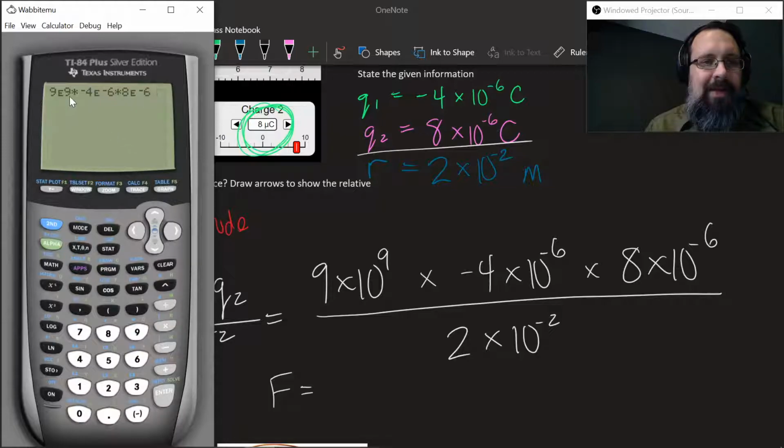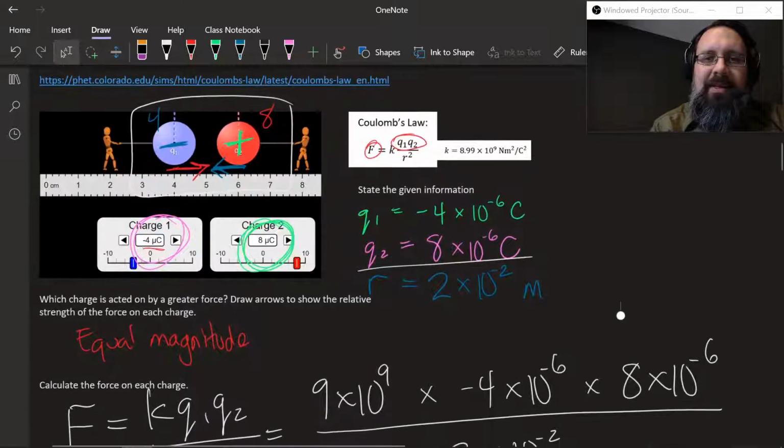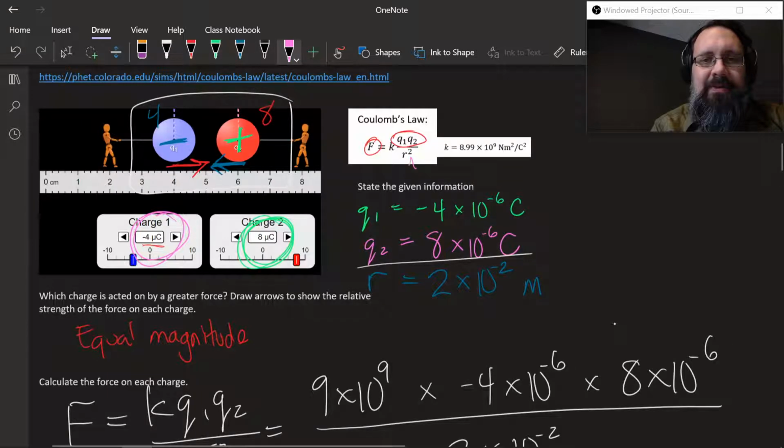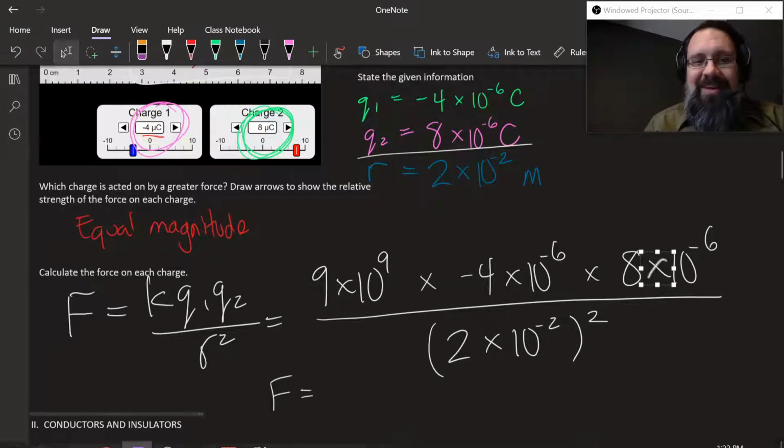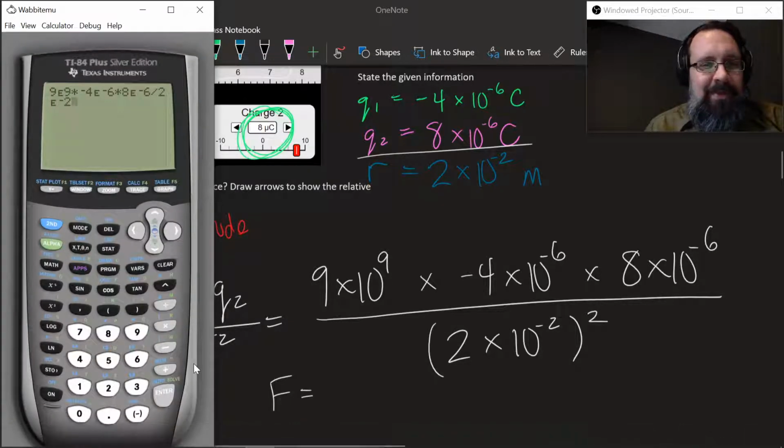Okay, and now I've got 9 times 10 to the 9 times negative 4 times 10 to the negative 6 times 8 times 10 to the negative 6, and then I have to divide that by 2 times 10 to the negative 2, and I just have to make sure that the bottom number is squared, as you can see in the equation. We always forget to do that. So I have to raise that to the second power, so there's my squared button. And then I get the answer, negative 720.